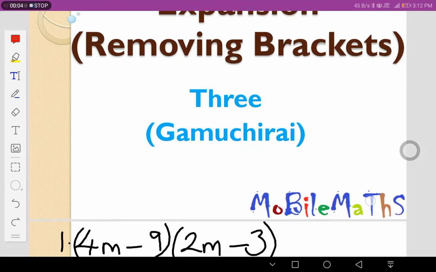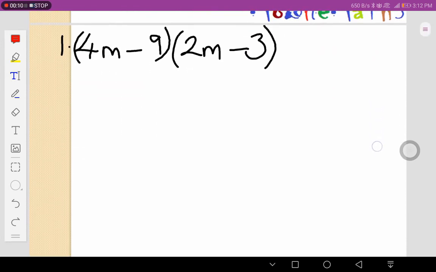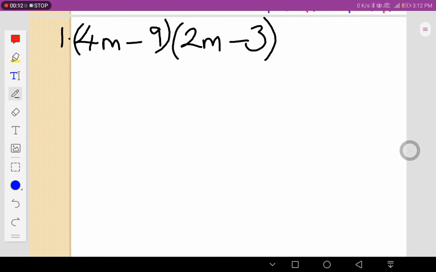Today I want us to look at a few questions on expansion or removing brackets. Okay, so here I've got this question: 4m minus 9 times that other bracket. So what you do, I normally advise my students to use this bracket first, multiplying the second bracket. It's easier and you won't make mistakes that way. Okay, so let's do that.